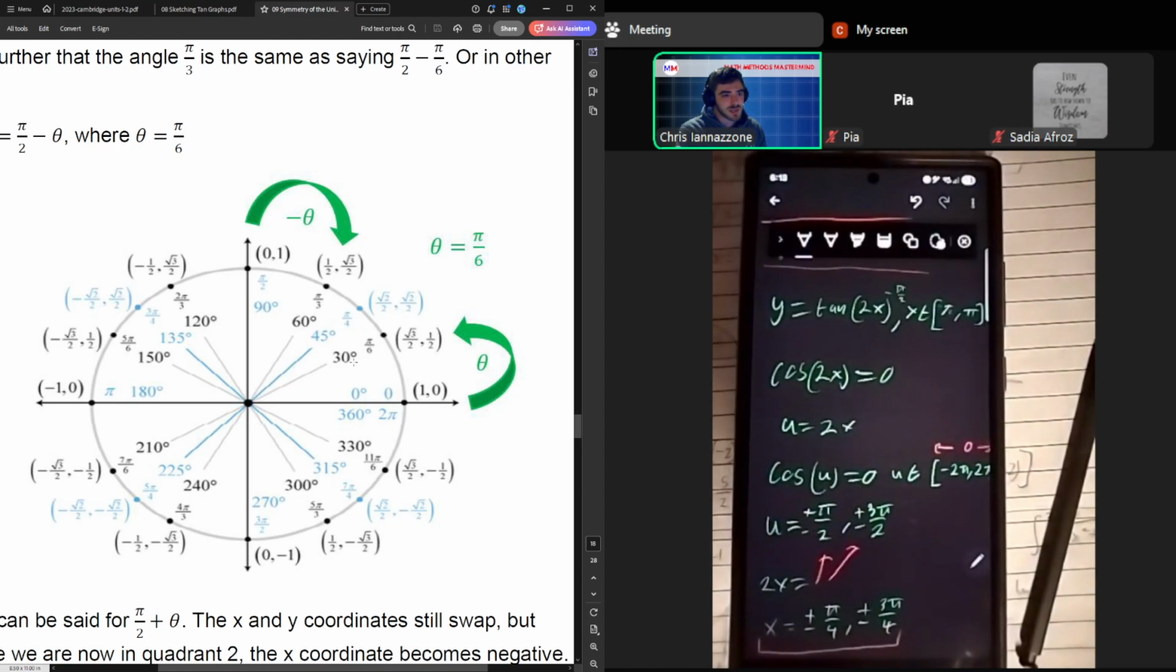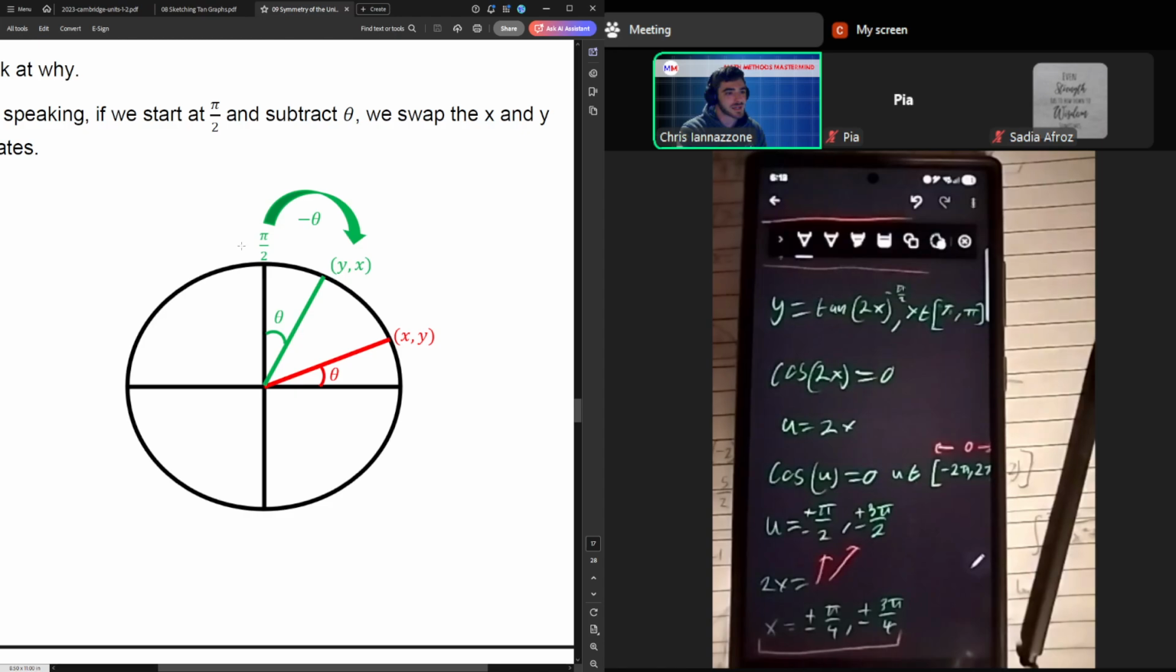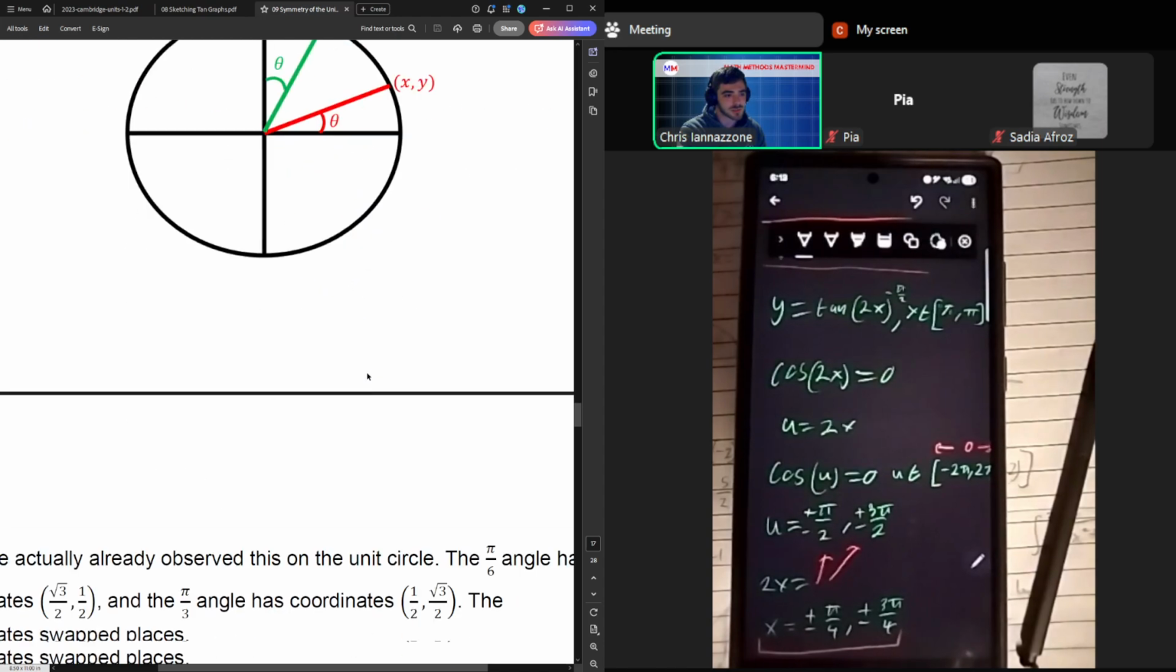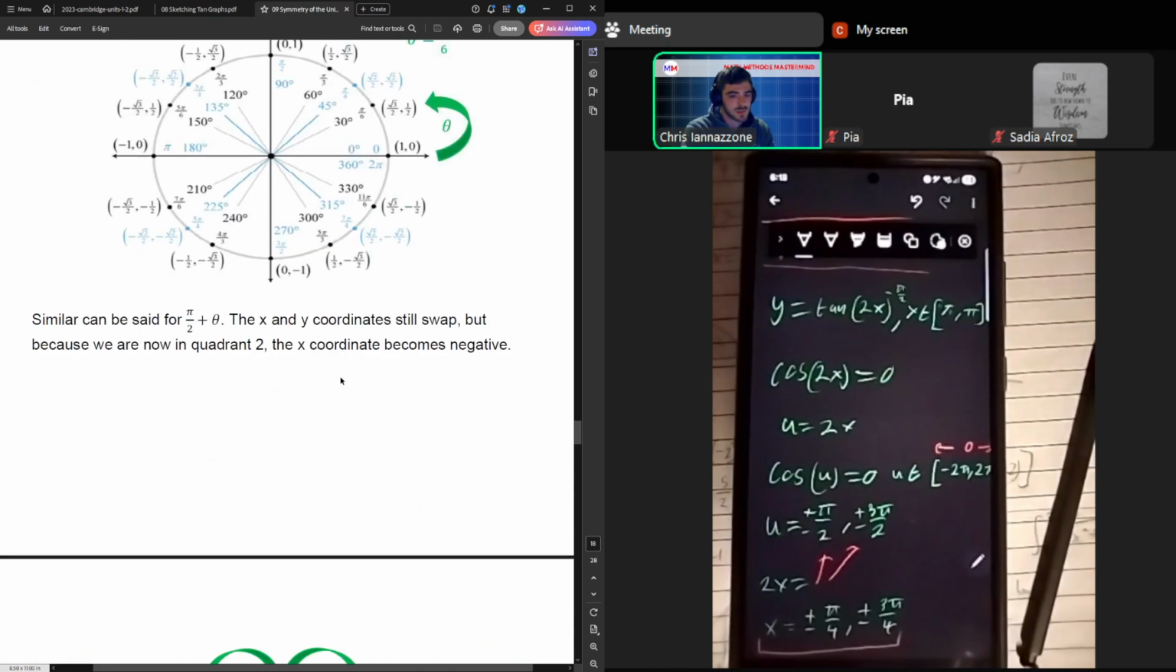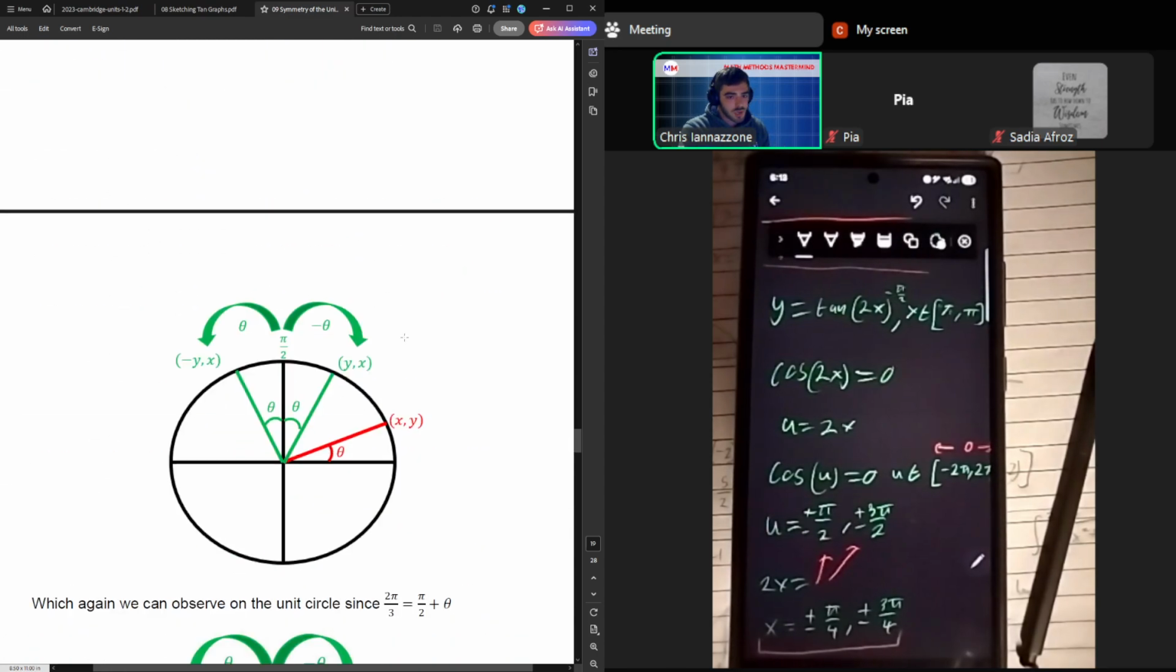This is just my way of saying this isn't hard to remember. So if you ever see pi over 2 type stuff, you can even just imagine your unit circle in your head and know the values swap. So that's pi over 2 minus theta.